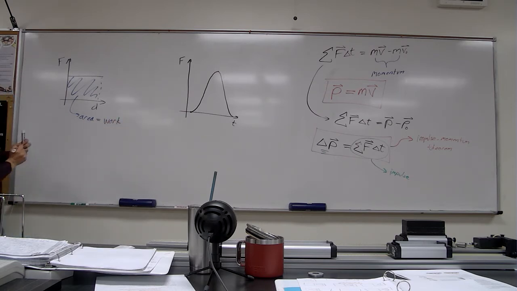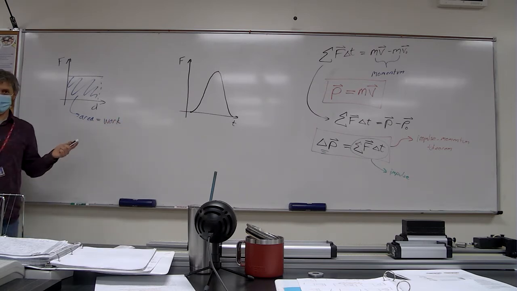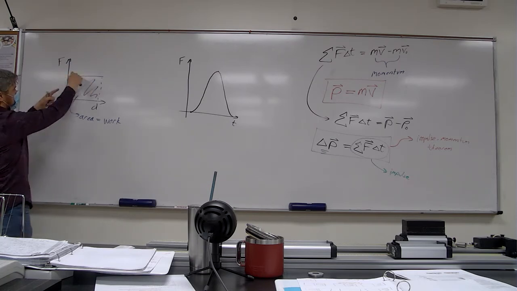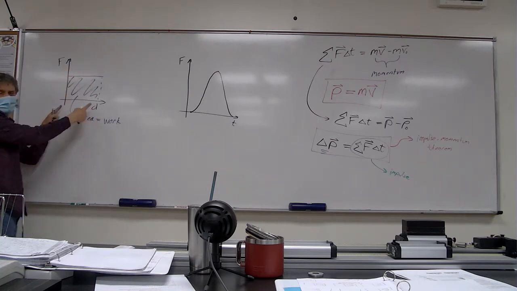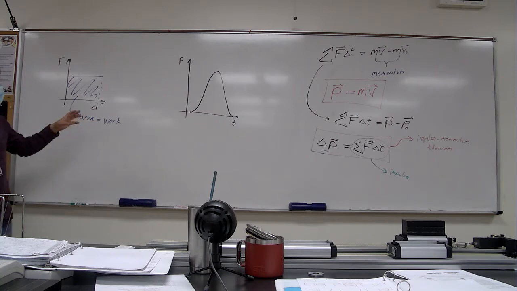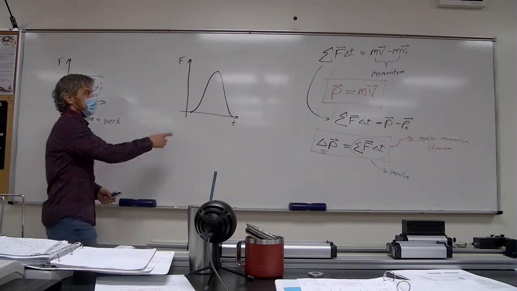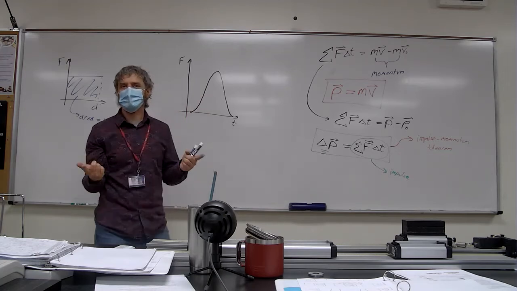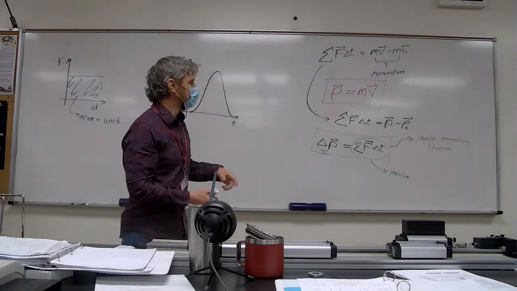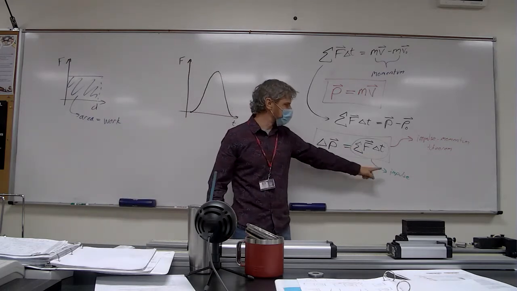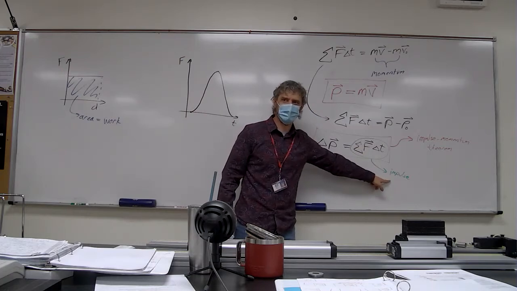Why is that? Well, because work is force times displacement. Force is the height of this rectangle. Displacement is the width of that rectangle. So the force times displacement is literally just the area here, even if the line was curved instead of straight. Okay? Same thing applies here, but force times time interval is not work. Force times time interval is impulse.